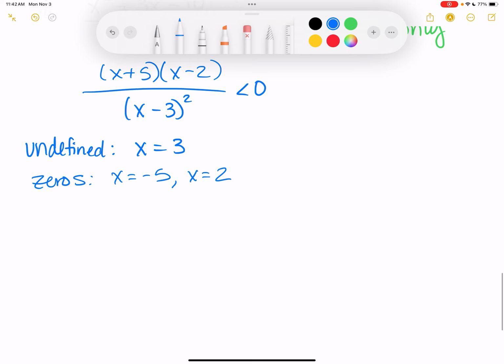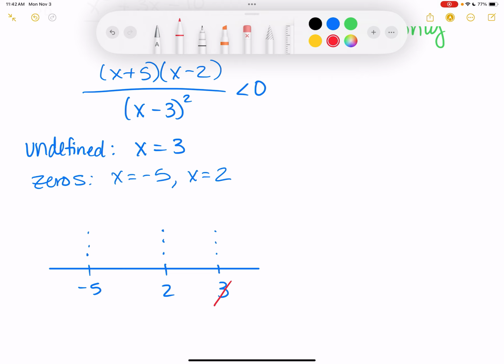So I've got -5, 2, and 3 going on here, because we include our undefined values on our sign chart, but they would not be included if it was an or equal to problem as far as writing our solution down. So I'm still going to put a little slash through here just to remind me that that's an undefined value. Since I'm only looking for negatives, it's not really that big of a deal, but if it was an or equal to, I would want to make sure that I pay attention to that.